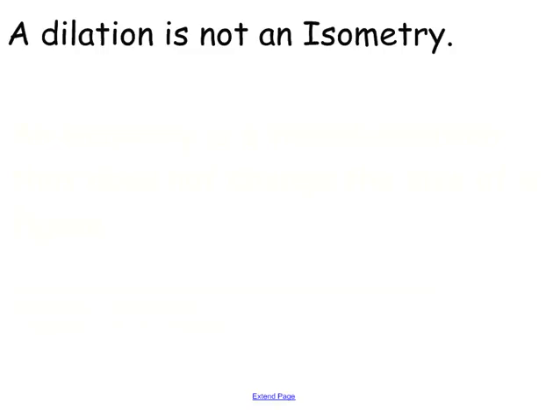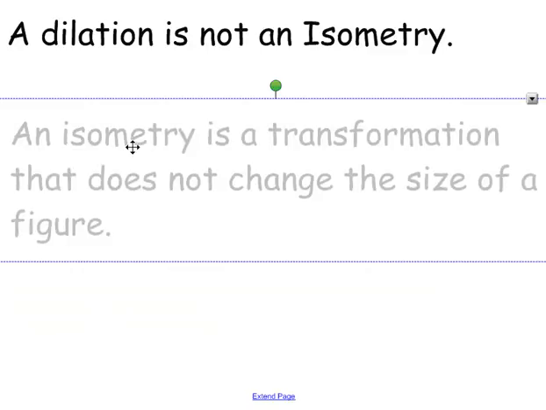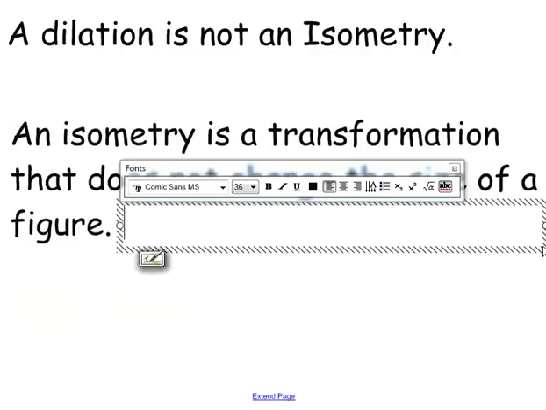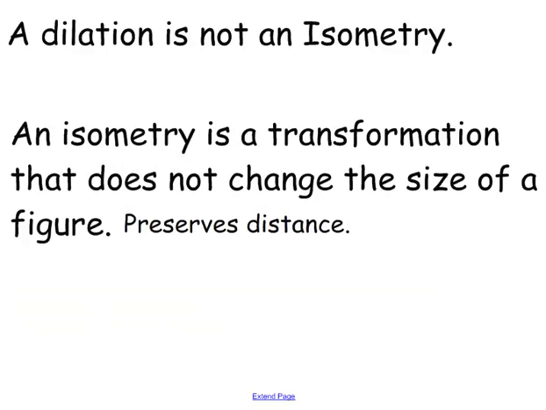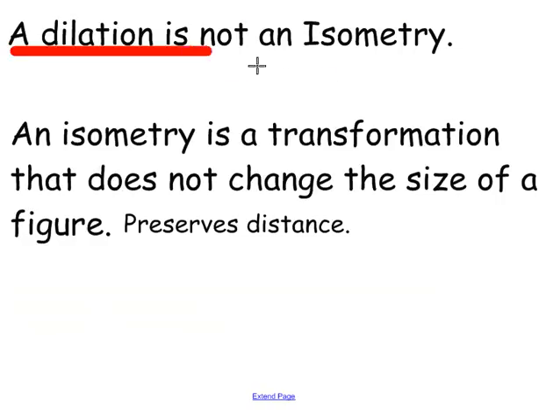Okay, so here are some facts that you got to know, all right? A dilation is not an isometry. An isometry is a transformation that does not change the size of a figure. It essentially preserves distance. So that's what an isometry does. It preserves distance, doesn't change the size of the figure. So a dilation is not an isometry, and that's important. Make sure you know that.